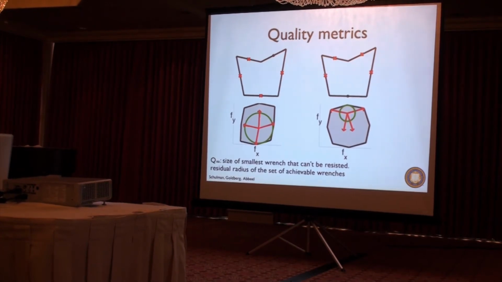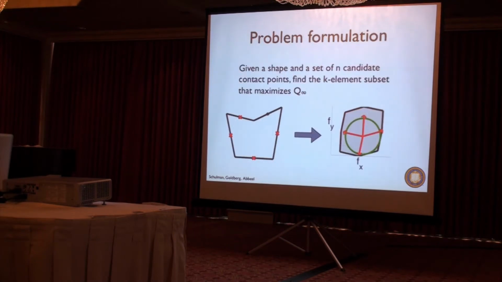And it has a geometric interpretation as taking this set of wrenches that you can produce and taking the biggest circle centered at the origin that lies inside that set. And Q infinity is the radius of that circle. It's called the residual radius of the set. So our problem is formulated as follows. We're given a shape and a set of candidate contact points, and we want to find a k-element subset that maximizes the Q infinity quality metric, which is the residual radius of this set.